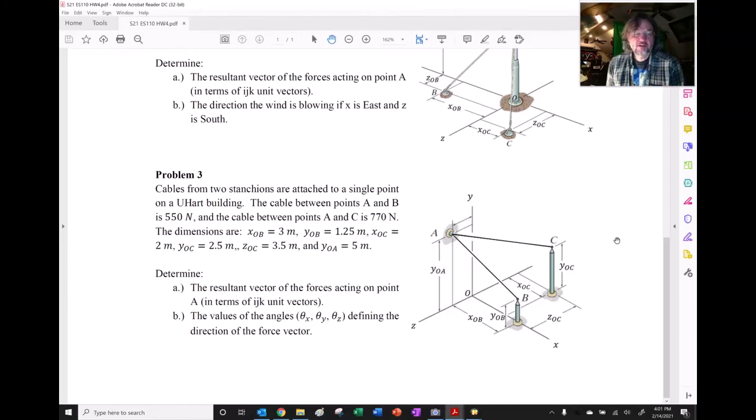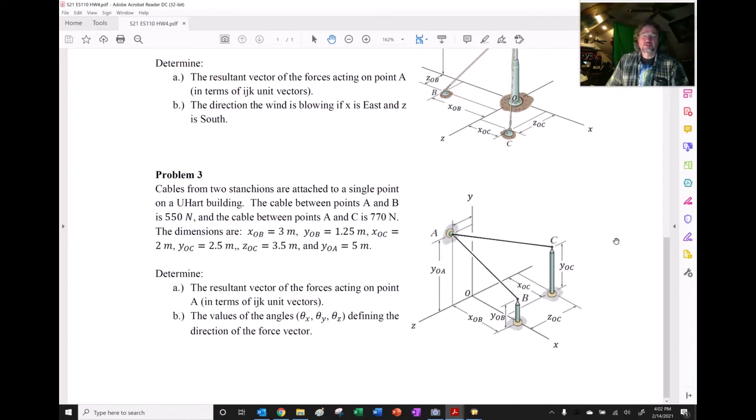Moving right along, we are in homework 4 in statics. This is problem number 3. We have cables attached from 2 stanchions to a single point on a building. The cable between A and B is 550 newtons, and the cable between points A and C is 770 newtons.